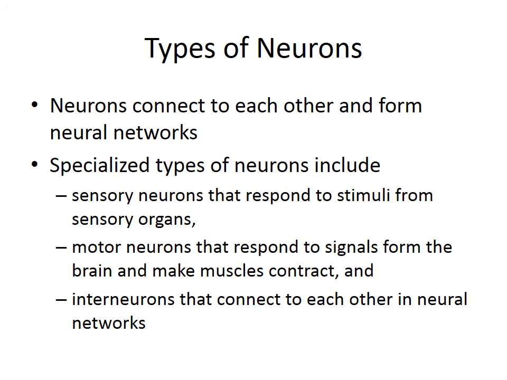All right, so now we can go and look at the types of neurons. Neurons connect to each other and form neural networks. Specialized types of neurons include sensory neurons that respond to stimuli from sensory organs, or motor neurons that respond to signals from the brain and make muscles contract. And interneurons that connect to each other in neural networks.